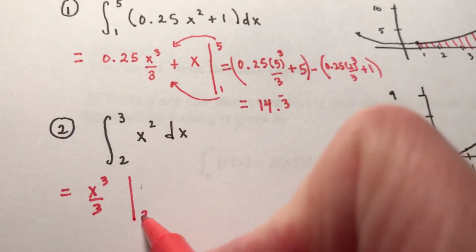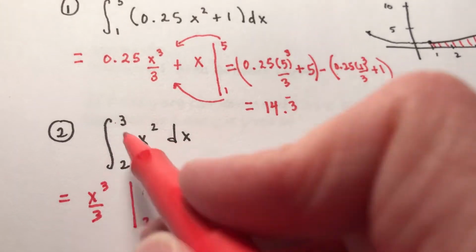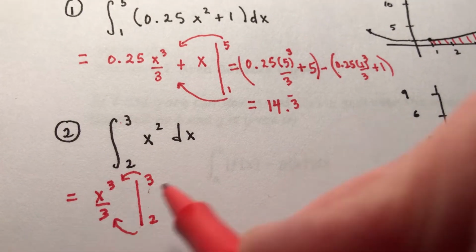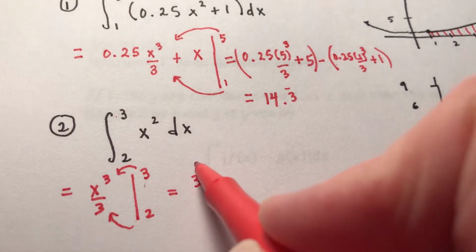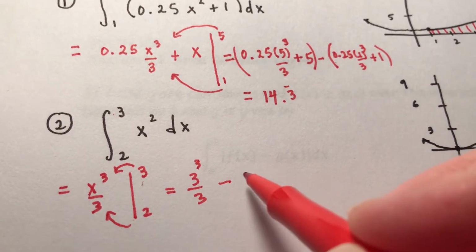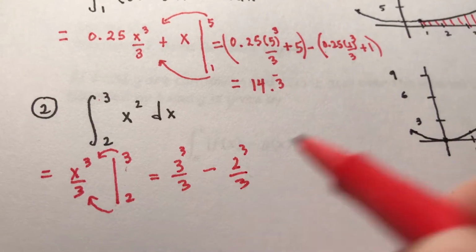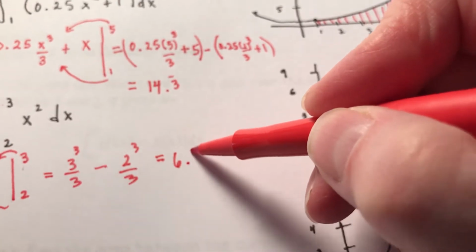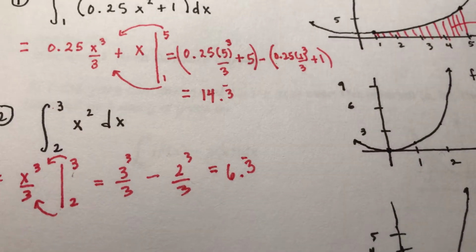And then I'm going from 2 to 3, so I always draw this and put this in the same order. Then we're going to plug in the 3 and plug in the 2, and that gives me 3 to the third over 3 minus 2 to the third over 3. I did this beforehand, and I got 6.3333. All right?